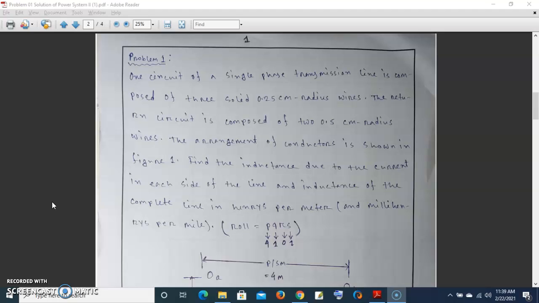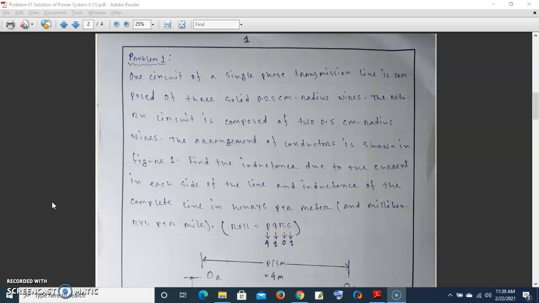Find the inductance due to the current in each side of the line and the inductance of the complete line in henries per meter and millihenries per mile.